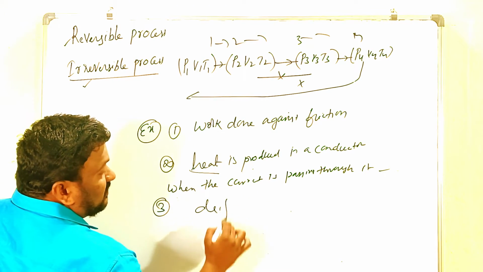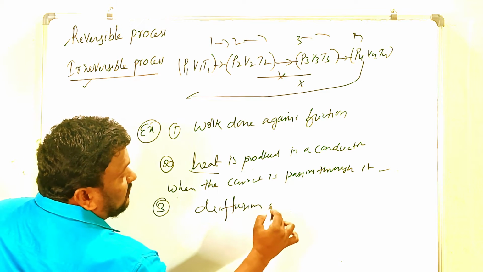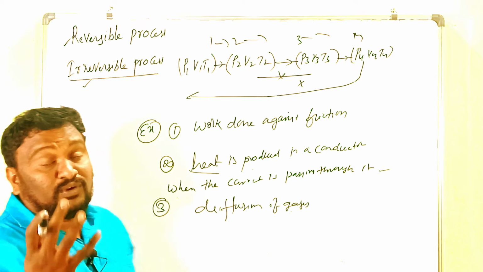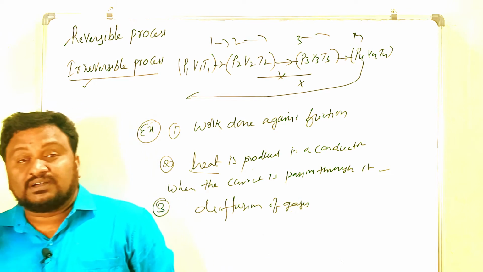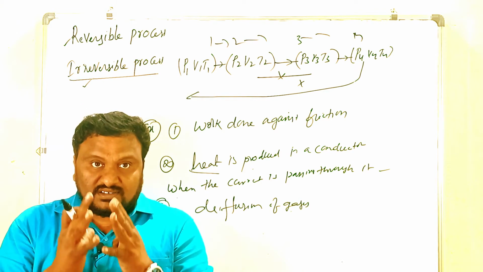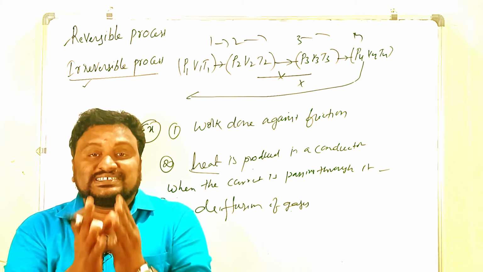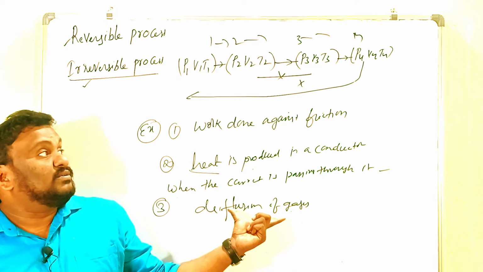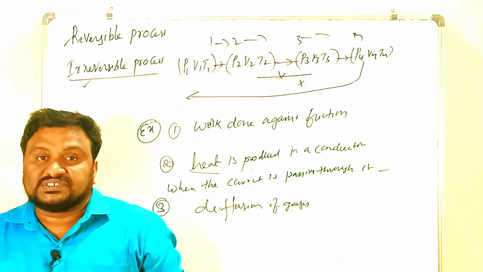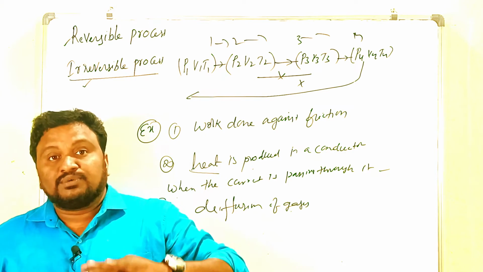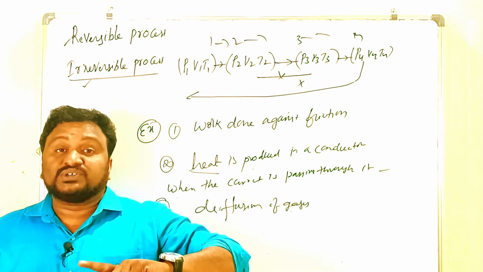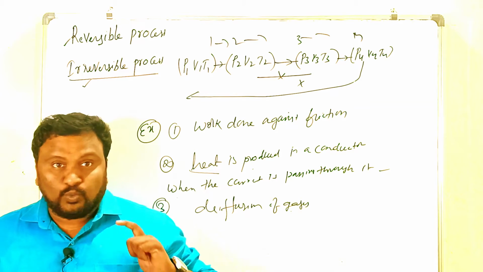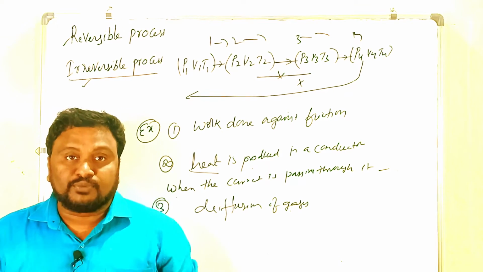And third one is the diffusion of gases. When different types of gases are combined together, sometimes it is not possible to separate them exactly. That's why diffusion of gas is one of the examples for irreversible process. So children, this is about the reversible and irreversible process and their examples. Now let's go for Carnot cycle working. Let's go for that, the most important.